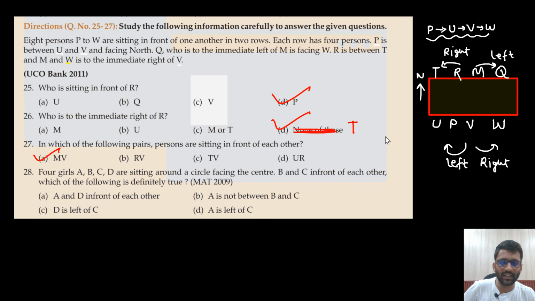In front of R there is P. In front of T there is U. In front of U there is T. So nothing else is correct. Okay. Now let's see the last question. So 25, 26, 27 were the same.